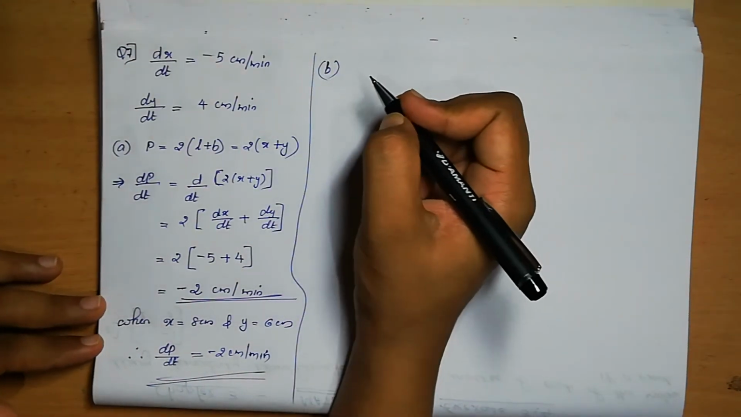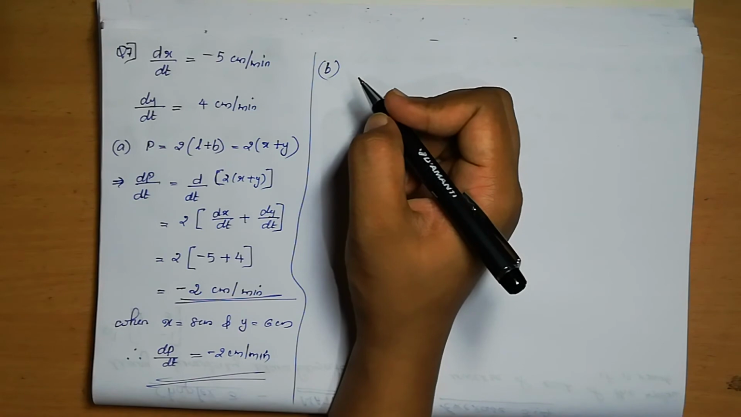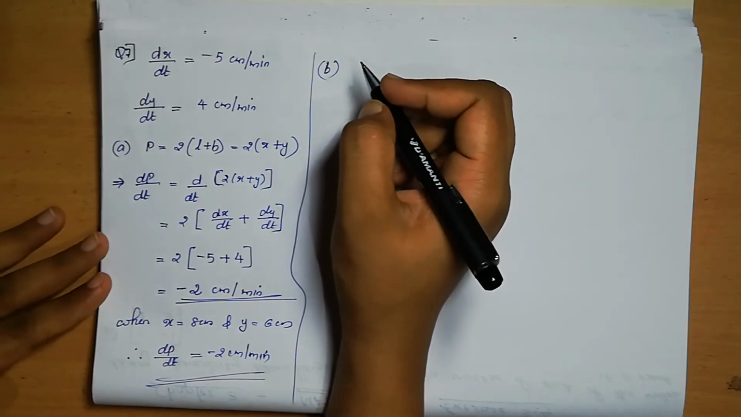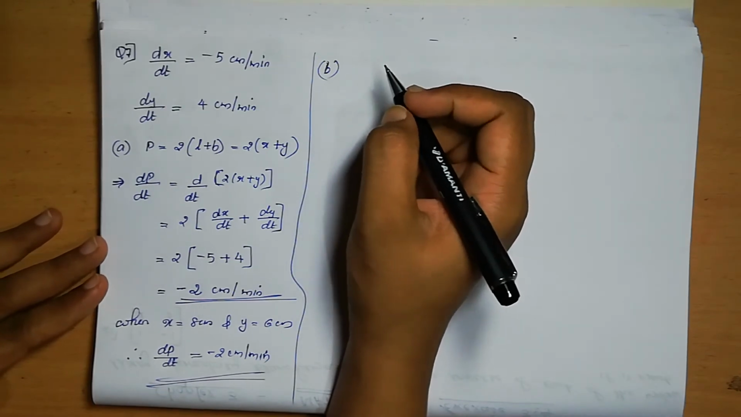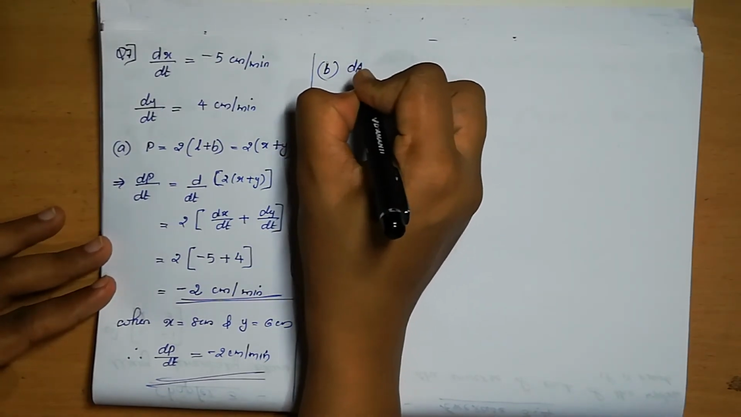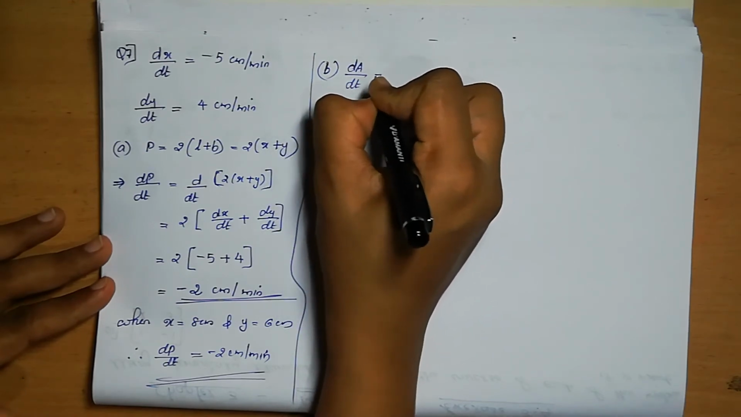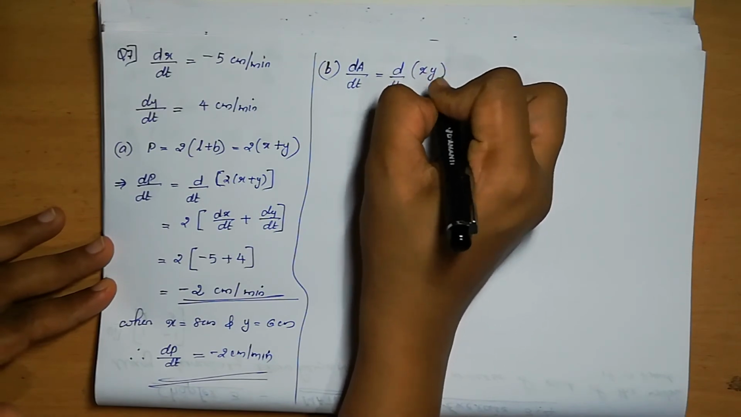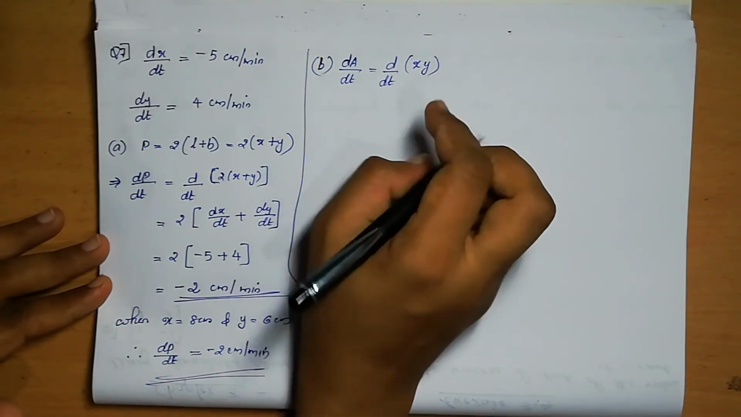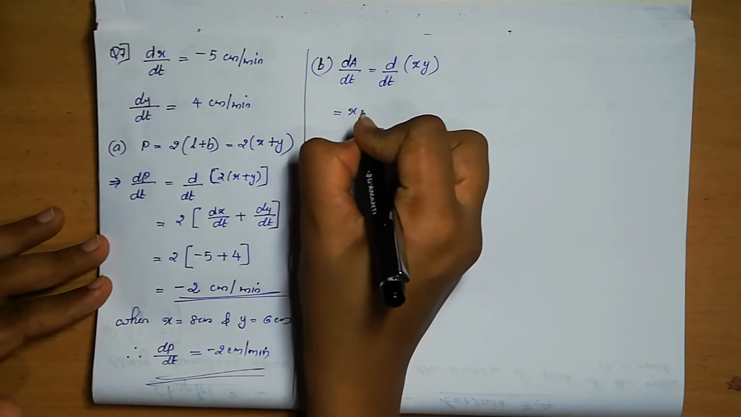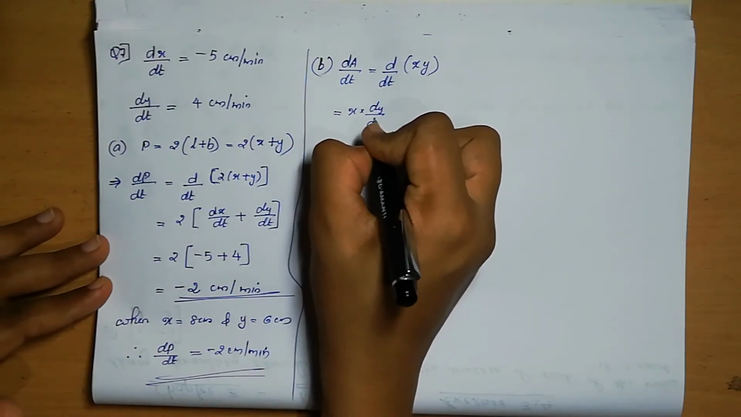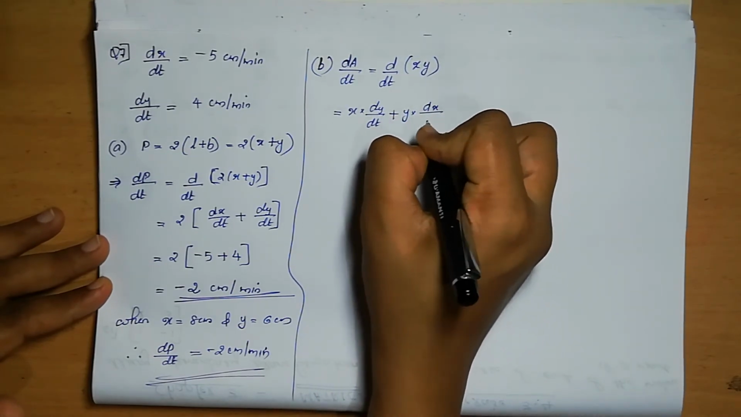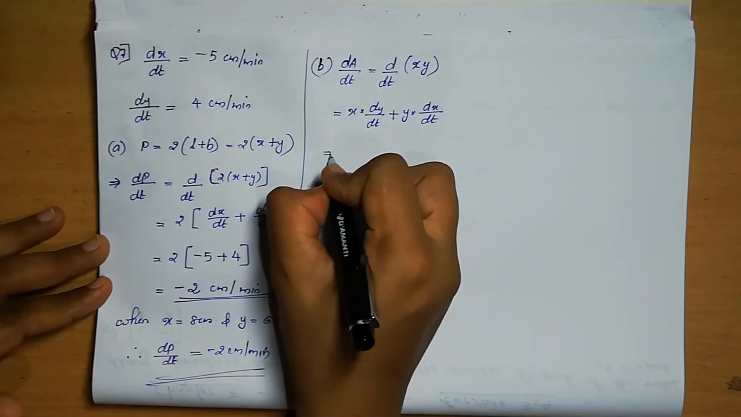Second part. What is the second part? We need to find the area of the rectangle when x equal to 8 centimeter and y equal to 6 centimeter. What is the area of a rectangle? Length into breadth, right? So rate of change of area, dA by dt, equal to d by dt of area. Area is length into breadth, means x into y. This is a product rule only, right? So first function x into derivative of y, that means dy by dt, plus y into derivative of first function, dx by dt.